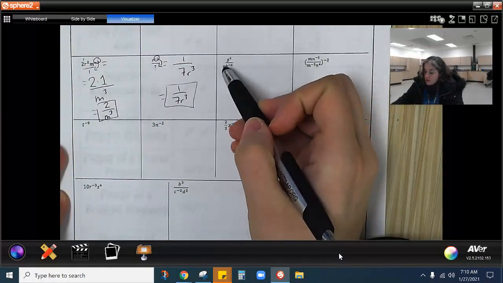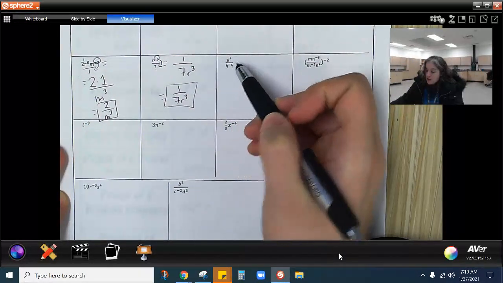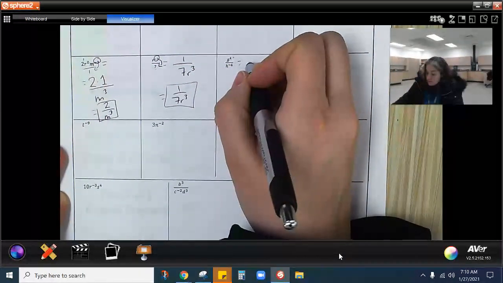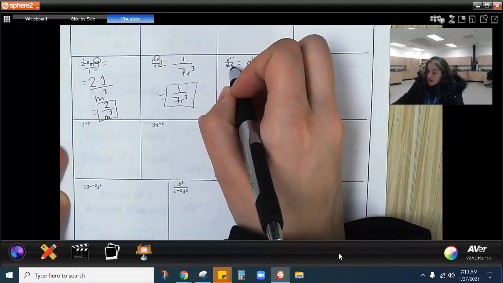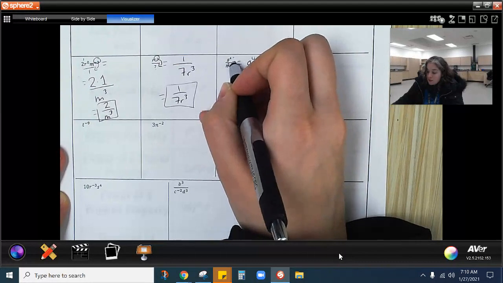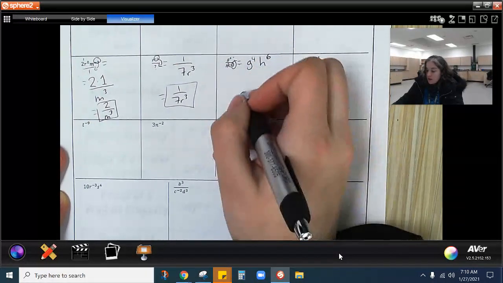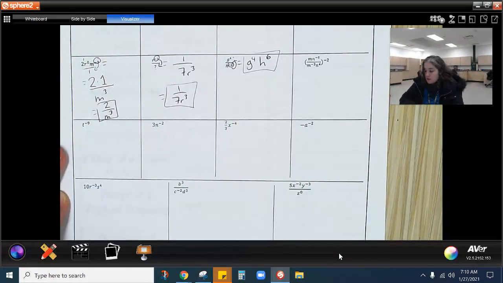All right, let's do this one next. So we've got g to the 4th divided by h to the -6th. G to the 4th, what do we do with him? Nothing, he's happy. So we just let him hang out. And then we've got an h to the -6th. That negative means it's not happy. We need to move him to the numerator. So that becomes h to the +6th. So our end result is g to the 4th times h to the 6th.